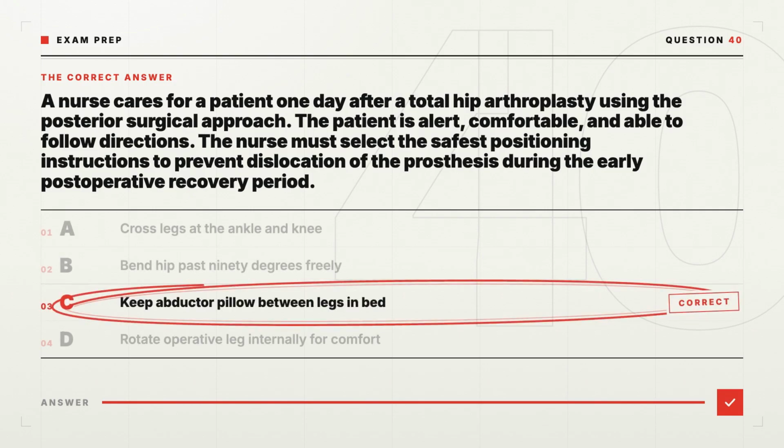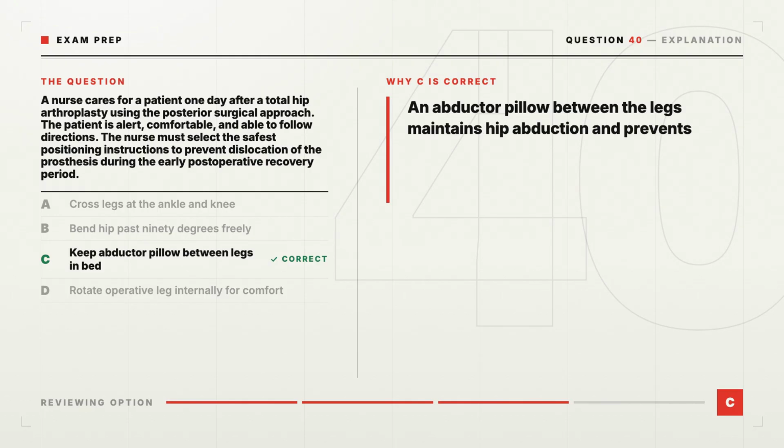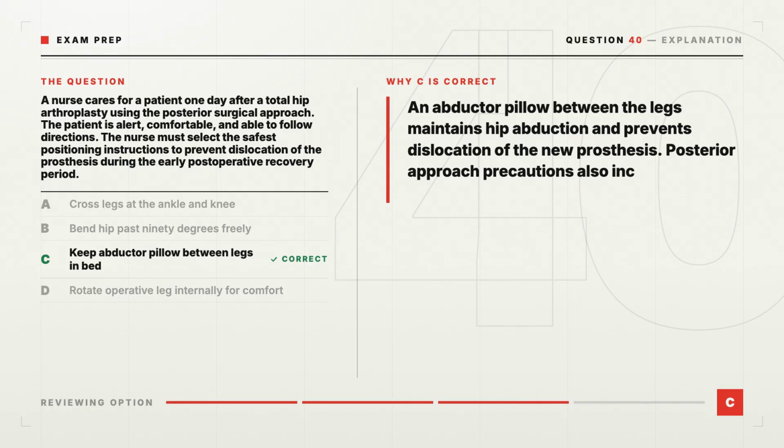The correct answer is C. Keep abductor pillow between legs and bed. C is correct because an abductor pillow between the legs maintains hip abduction and prevents dislocation of the new prosthesis. Posterior approach precautions also include avoiding extreme hip flexion, internal rotation, and crossing legs at any point.